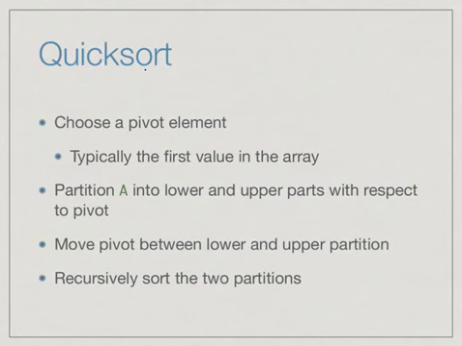So in the previous lecture, we saw quicksort, which works as follows. You first rearrange the elements with respect to a pivot element, which could be, say, the first value in the array. So you partition A into the lower and upper parts, those which are smaller than the pivot, those which are bigger than the pivot. You rearrange the array so the pivot lies between the smaller and the bigger parts. And then you recursively sort the two partitions.